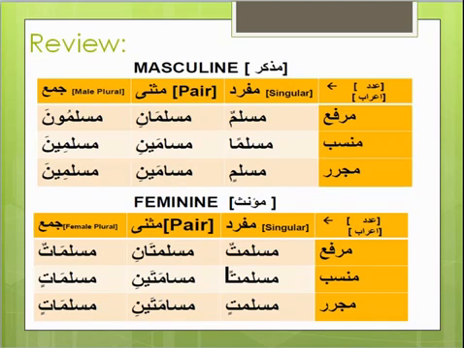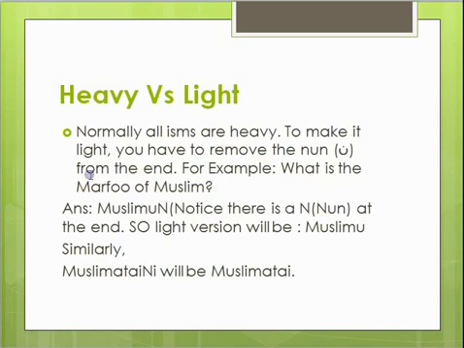So what is light? That's the real thing. Light is a word or an ism which does not have a noon. To make it light, you have to remove the noon from the end. For example, if I ask you what is the marfu of Muslim, Muslimun or Muslimatun, so how can I make it light? Look at this N. You have to remove this N. If you remove this N, it becomes Muslimu. So the light version will be Muslimu.